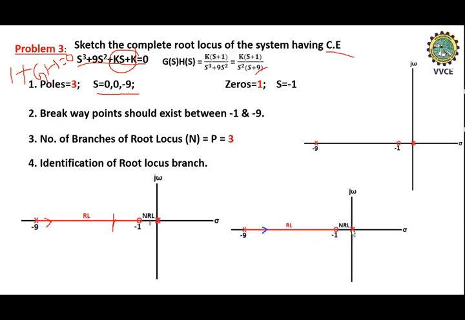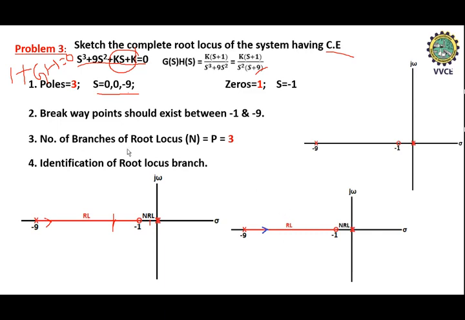But these two poles are at the origin, and you can't find the breakaway point at the origin itself. So the breakaway point for these two poles can be on any other root locus branch, so that these two poles may cross that breakaway point and move away from it.